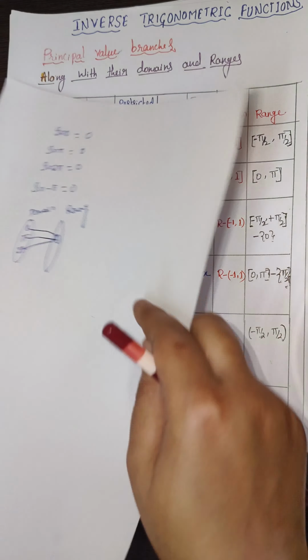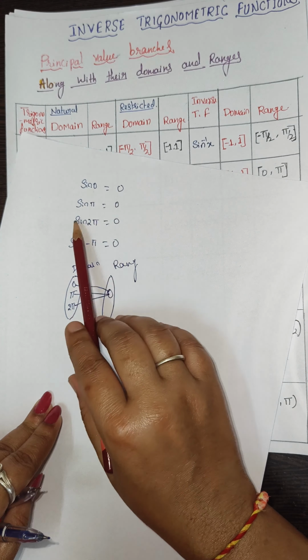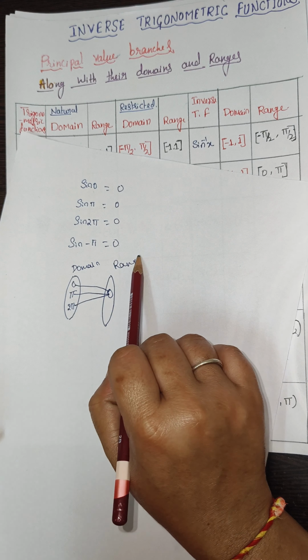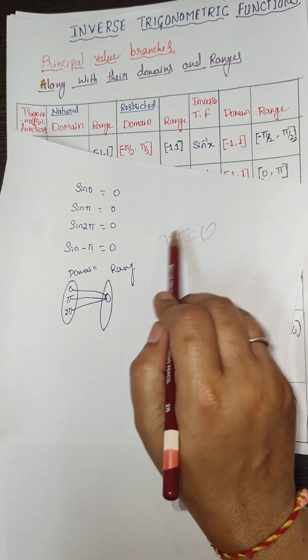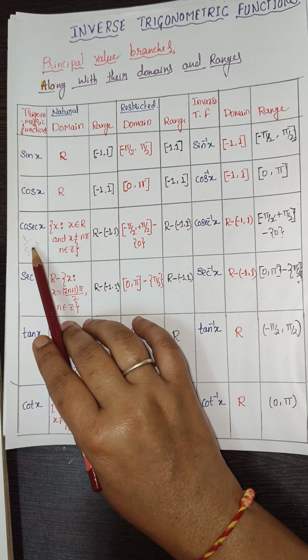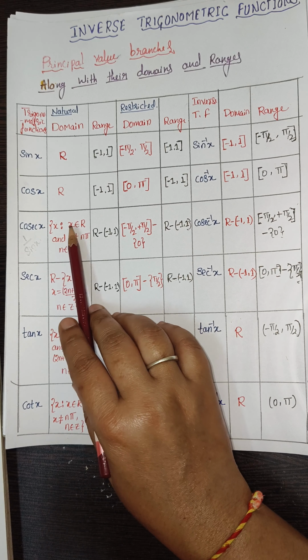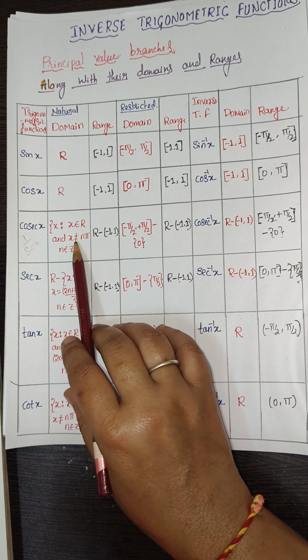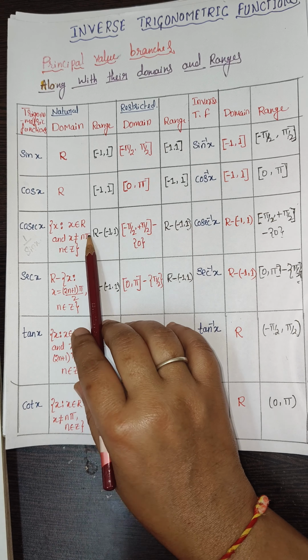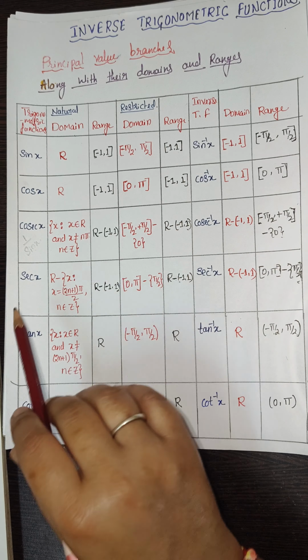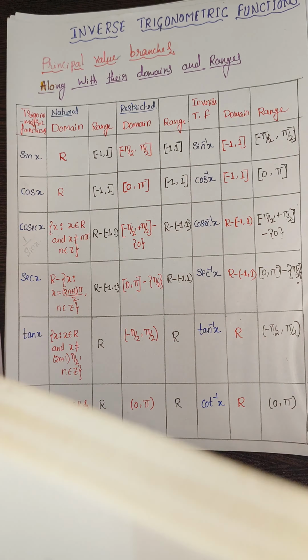In the previous video we saw in sin x, sin 0 is 0, sin pi is 0, sin 2 pi is 0, sin minus pi, minus 2 pi. So sine of n pi is always 0. So the denominator should not be equal to 0. That's the reason the domain will become x belongs to R, but x should not be equal to n pi. And the range is all the real numbers, but not included minus 1 to 1.